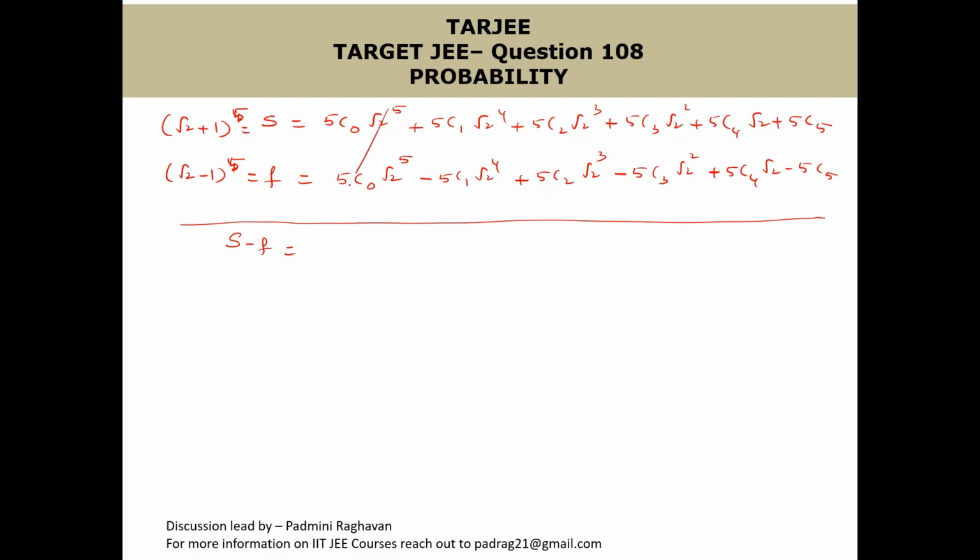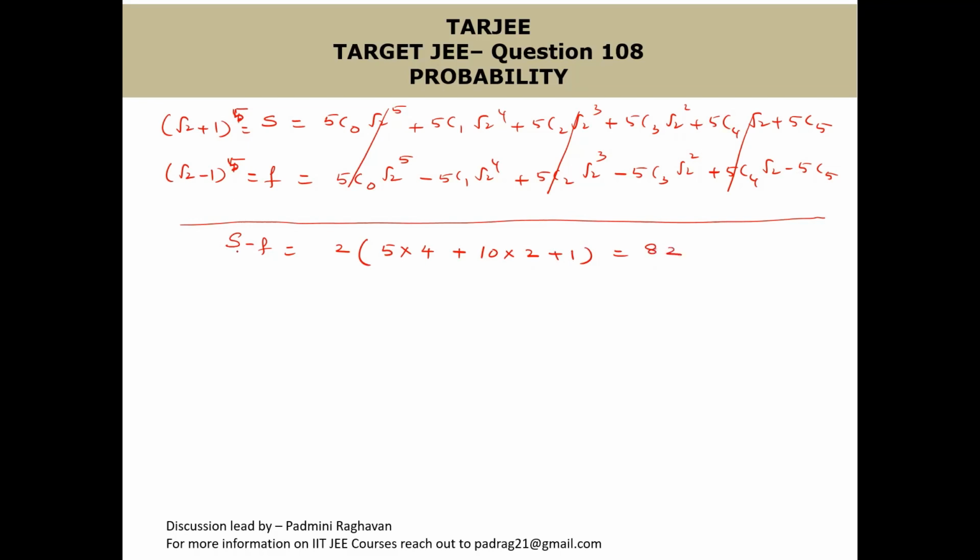When I subtract, these terms will get cancelled, and all these other terms will get added up twice. So it is 2 times the value of 5c1, which is 5, root 2 power 4 is 4, and 5c3, which is the same as 5c2, is 10, into root 2 square, which is 2. 5c5 is 1, so 1 plus 1 is 2. Pulling out 2, I get 1. This is going to be 20 plus 20, plus 1, that is 41 times 2, which is equal to 82.